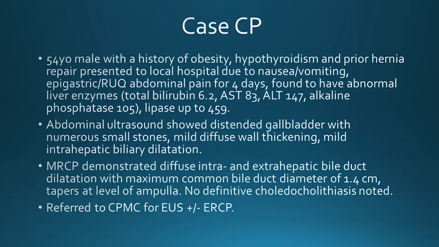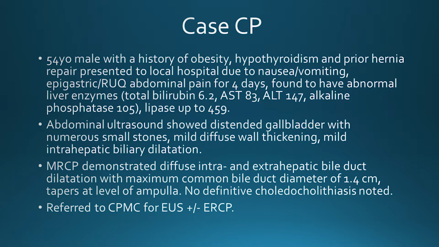So this is a case of a 54-year-old gentleman who presented to his local hospital with abdominal pain, nausea, vomiting, and was found to have abnormal liver function tests, notably a bilirubin of 6.2, as well as elevated lipase.